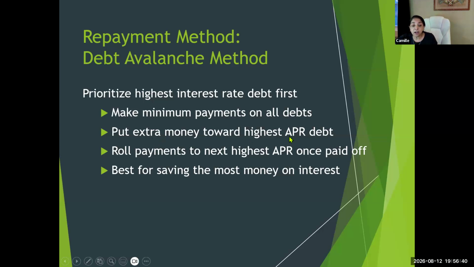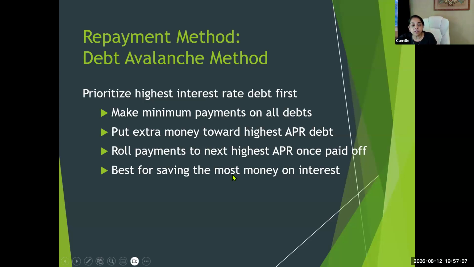Once that credit card, the one with the highest APR, is paid off, the money you were using to pay it off, now you roll that payment over to the next credit card with the highest APR. So if the highest one was 12% before, now you're paying off the 5%, or if the highest one was 40 or 30%, you're paying off that one first, then you'll focus on the 21%.